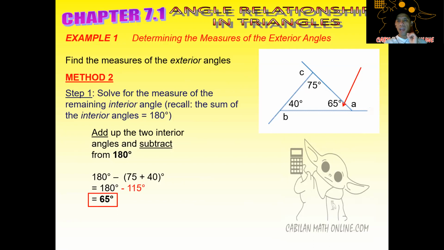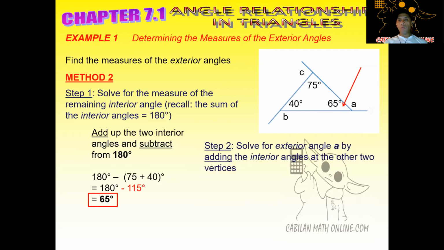For angle A over here, what I'm going to do is add up 40 degrees and 75 degrees. To solve for angle A, I'm just going to add those two angles. And guess what? We wind up getting the same answer that we did in the previous example.